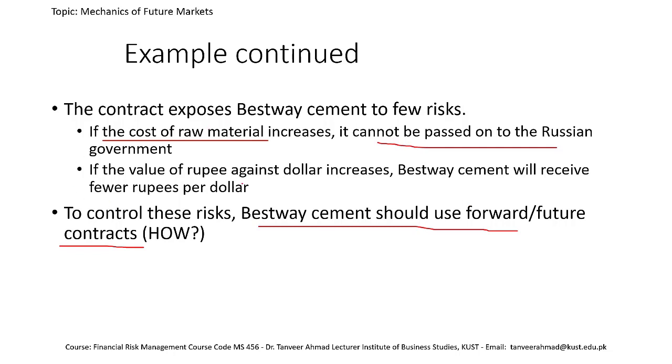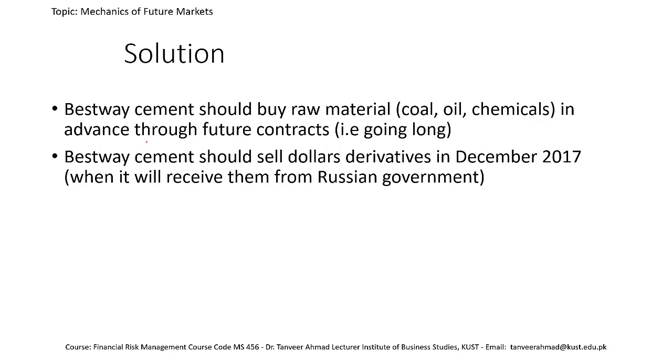In this new forward contract which Best Cement is making with its suppliers, Best would have a long position, because they would be buying the raw material, and the supplier would have a short position, because they would be selling the raw material. So Best Cement should buy the raw material, coal, oil, or chemicals, whatever they need, in advance through a forward contract. That is by going long. So this is how they minimize their risk.